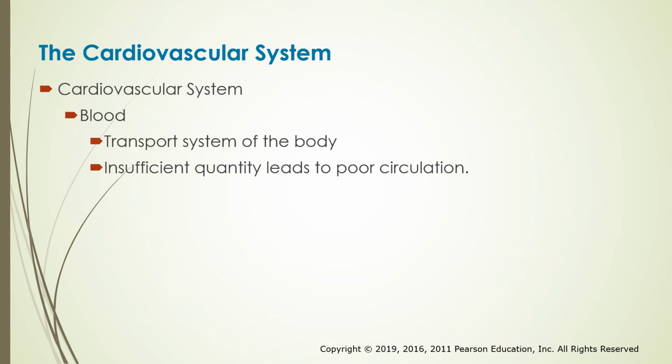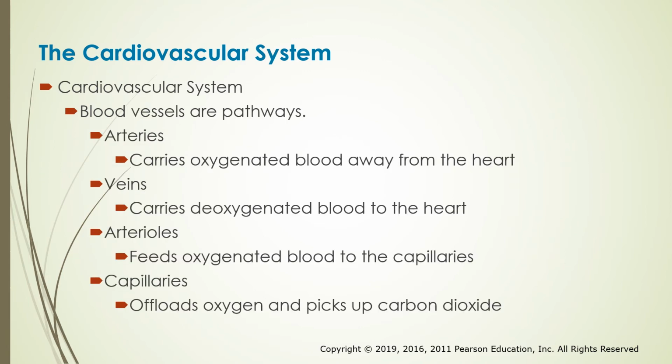So cardiovascular system, the blood, it's the transport system of the body. It's that train. If there's not enough train cars or not enough blood, then we have poor circulation. Not enough oxygen can get around.